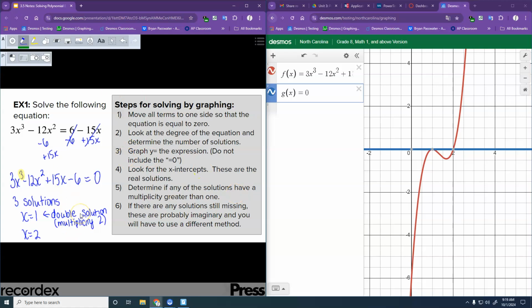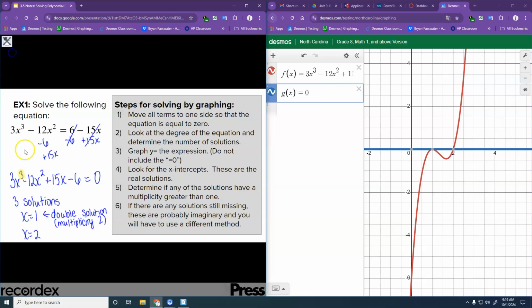So graphing, we just want to move everything to one side. Graph the left, graph the right, see where they cross. Okay, and the right should always be 0, so it's just the x-axis. If you don't want to graph it, you could just look for your x-intercepts. Okay?